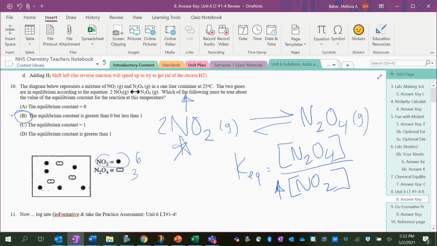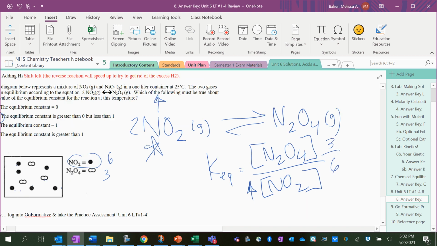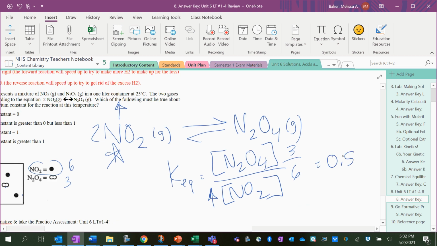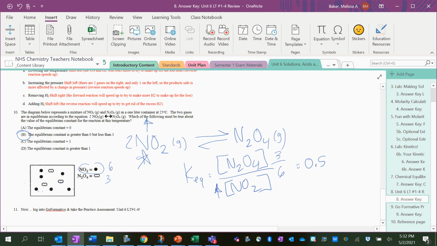Because again, you're dividing by a larger number. This isn't the concentration, but if you did 3 divided by 6, that would be 0.5. So there you go. Hopefully that helps you out on the review.